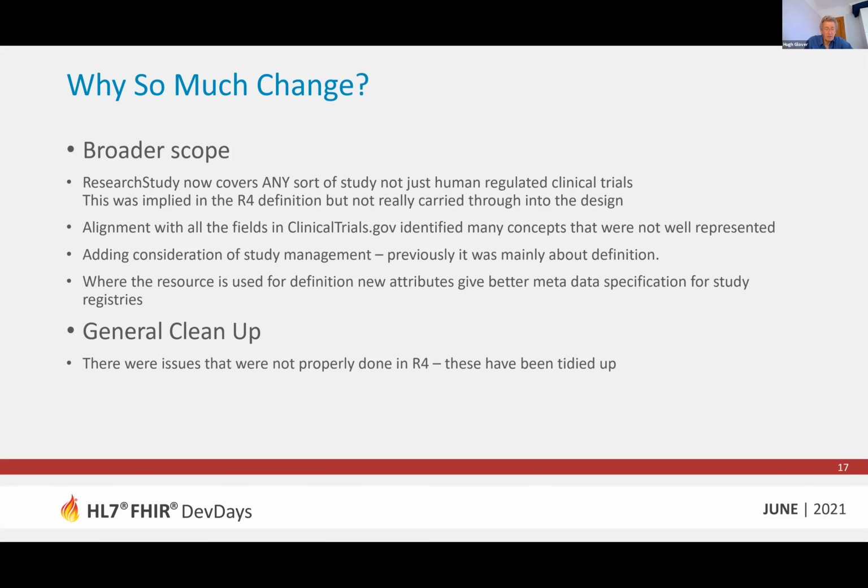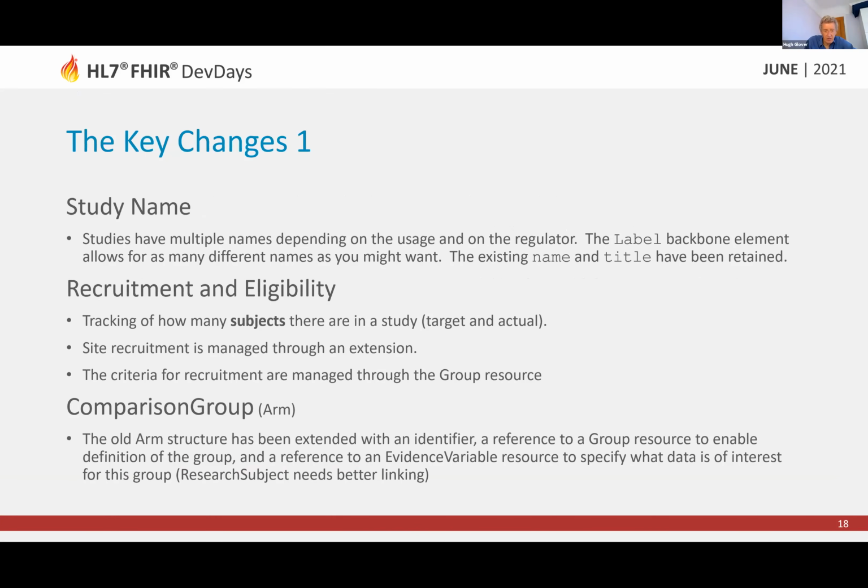So some specific additions. Names of studies sounds straightforward and simple. Actually, as you move from the FDA describing a product to the European Medicines Agency describing a product, they have different ways in which they like to provide multiple names. So there are short names, long names, publicly accessible names, scientific names, and there are also local names that will get used within the company as a short form. And we've been trying to fit those into the existing name and title fields, and really it's just not enough. So a label backbone element's been added that allows you to have as many different sorts of names you want. You can say what the name might actually mean.